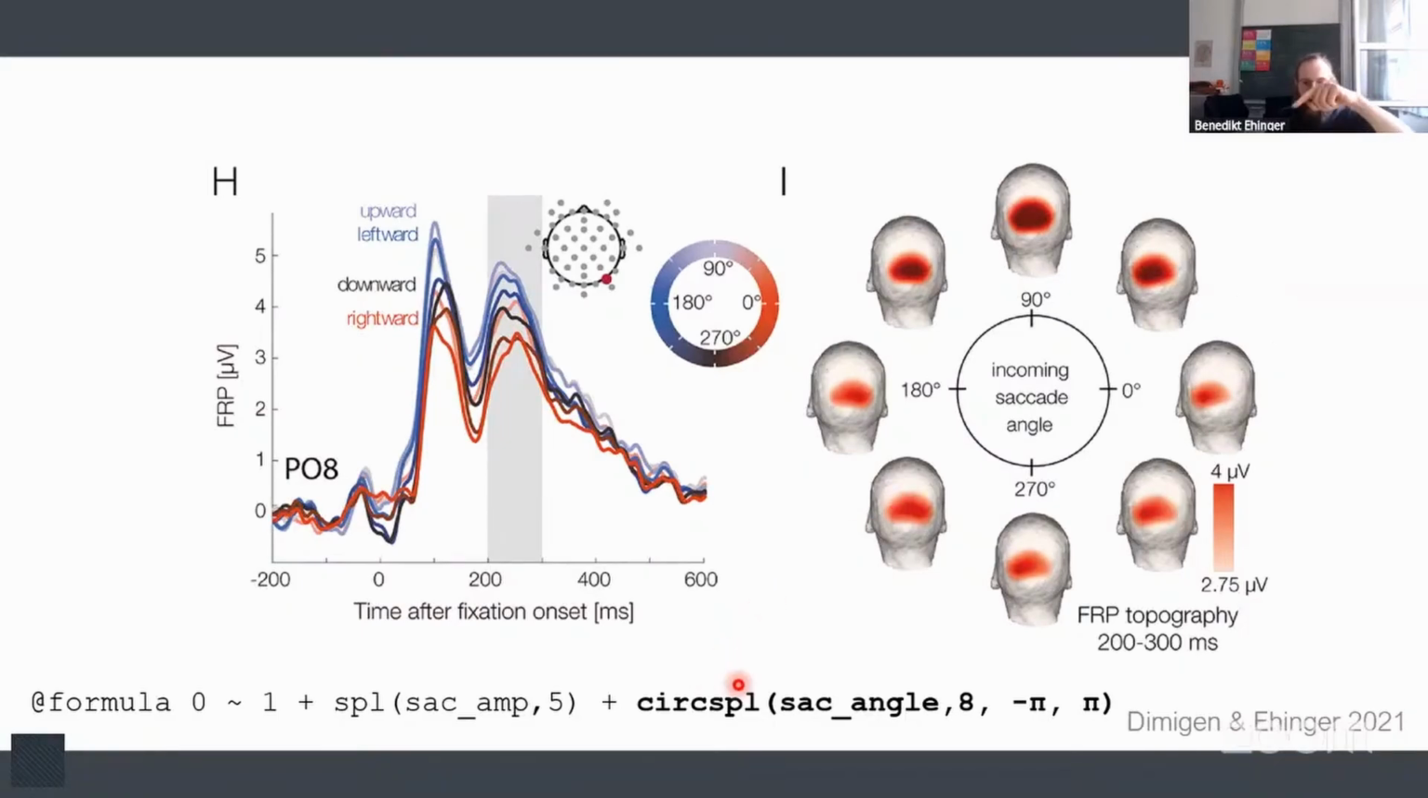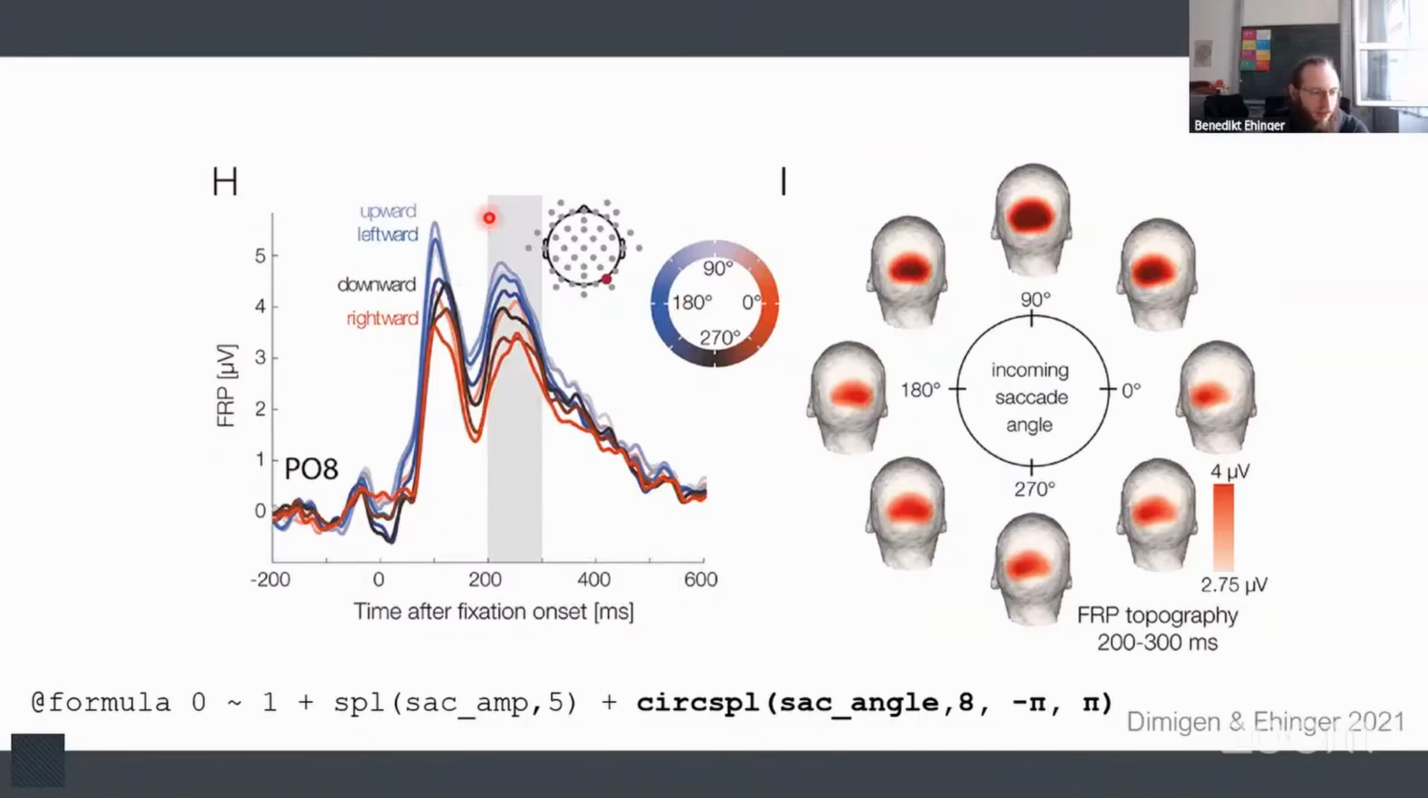Now, of course, orientations are circular, right? So there's little difference between 359 degrees and 1 degree. There's just a 2-degree difference. But if you thought of it as a linear effect, then they would be at opposite ends. So somehow we have to bend this x-axis around. And that's also possible with circular splines. I don't show the basis set here, but this is also implemented.